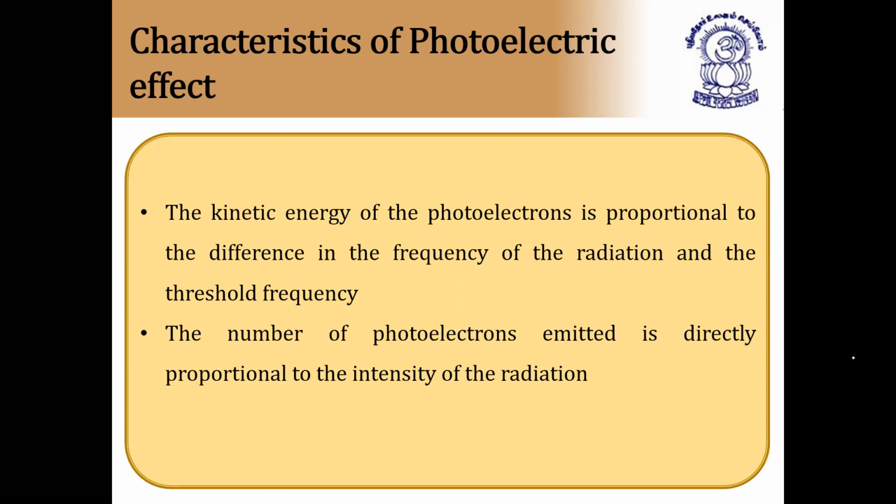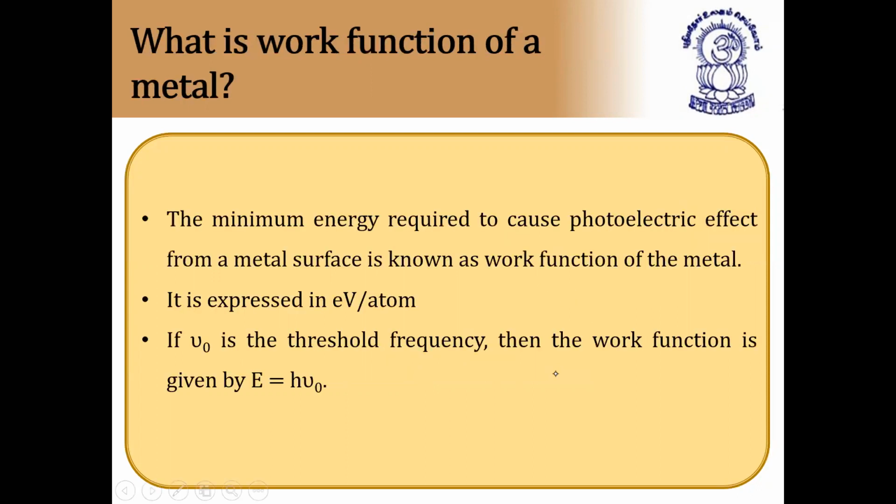Now, coming to the work function of the metal. As I told you, two important things take place in the photoelectric effect. The minimum energy required to cause the photoelectric effect from a metallic surface is known as the work function of the metal. It is expressed in electron volts per atom. And if nu naught is the threshold frequency, then the work function is given by E equals h nu naught. Work is also a form of energy. So E equals h nu naught, because E equals h nu comes from Planck's quantum theory. This is called the work function of the metal. So you should note down what the work function of the metal is: E equals h nu naught.